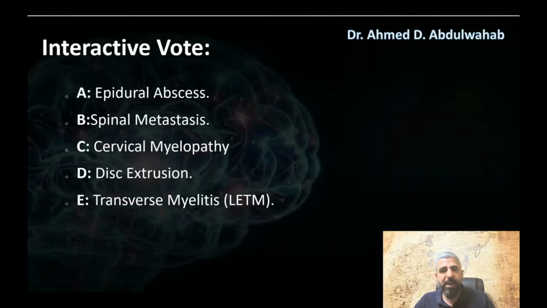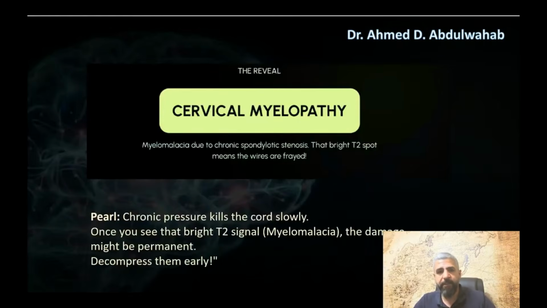Come on, detectives. Is it A, epidural abscess, B, spinal metastasis, C, cervical myelopathy, D, disc extrusion, or E, transverse myelitis? And the correct answer is, of course, cervical myelopathy. Myelomalacia due to chronic spondylotic stenosis appears bright on T2 weighted imaging. It means that the wires or the tracts of the spinal cord are frayed, are damaged. So this is cervical spondylotic myelopathy.